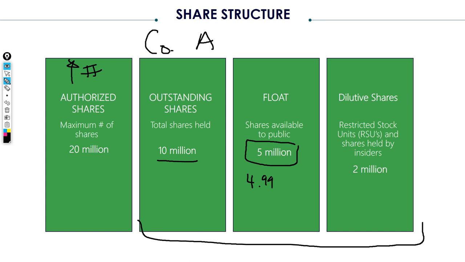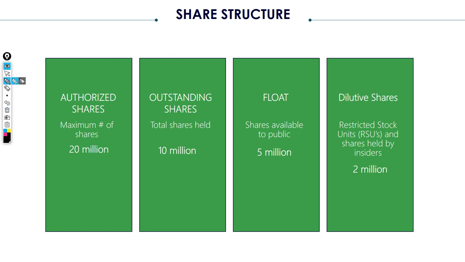Okay? So far we have the maximum number of shares, the total shares held, shares available to the public, and then last but not least, and this is the one that could potentially be a big red flag, dilutive shares, okay? In the upcoming monthly issue, those of you who are Bowser Report subscribers know that we release an issue on the second Friday of each month.